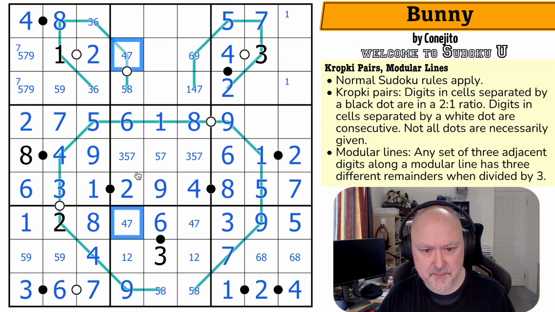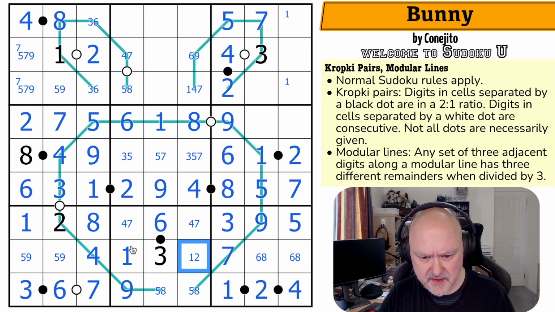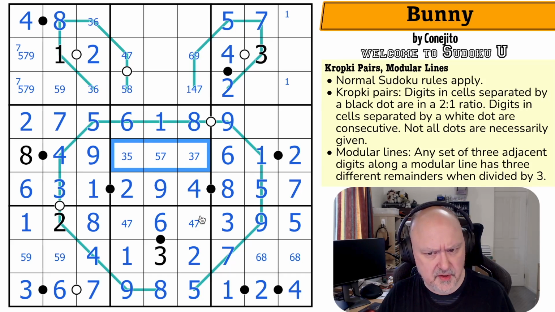Now the 4-7 pair takes 7 out of there. 2 looks down, making that 1 and that 2. The 8 looks down, making that 5 and that 8. The 5 looks up, taking 5 out of there. Okay. Still not collapsed, but we're getting closer, aren't we?